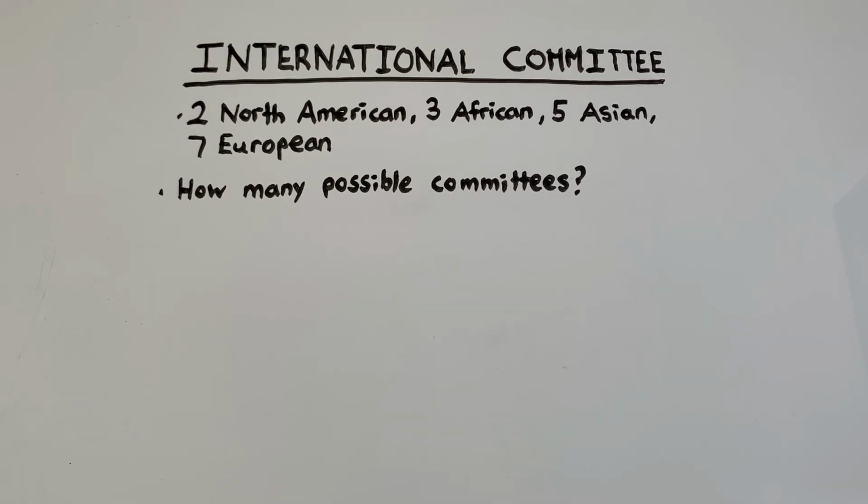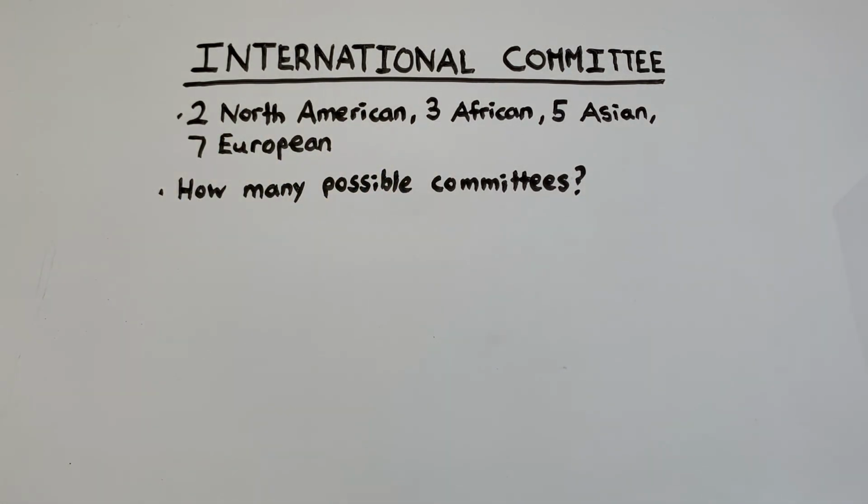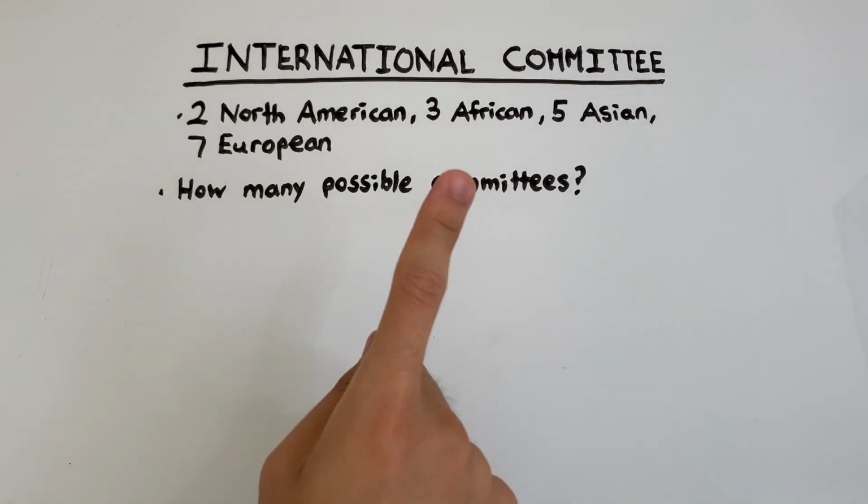So by this point, we've learned to count things in our wardrobe and at a restaurant, but now it's time to go beyond borders and onto the international stage. So this year, a lot of countries came together and decided that we need an international committee. So from these countries listed here, they want to select one North American representative, one African representative, one Asian, and one European.